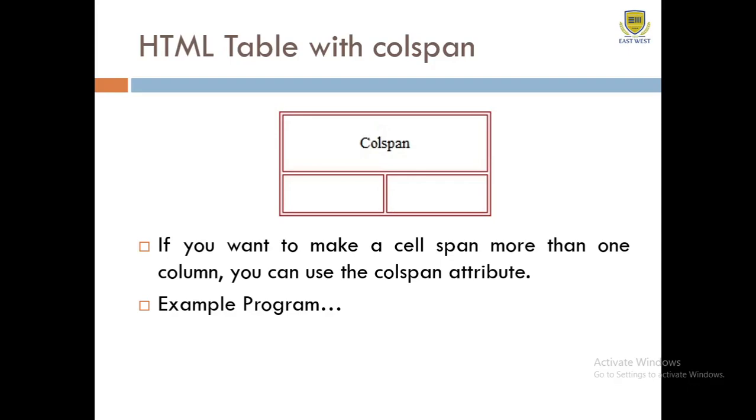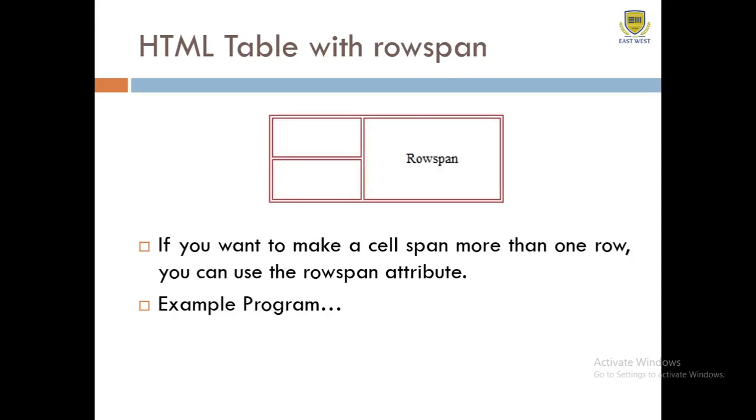Now the next topic we are going to learn is HTML table with row span. Previously we saw the column span, now we will use the row span. Row span means, if you want to make a cell span more than one row, you can use the row span attribute. It will divide the cell into multiple rows, depending on the row span value. If you give 2, it will divide into 2 sub rows; if you give 3, into 3 sub rows.